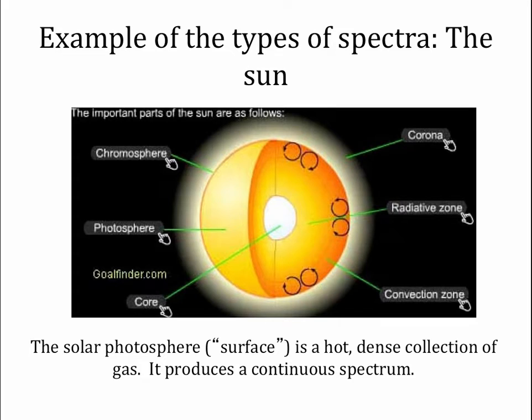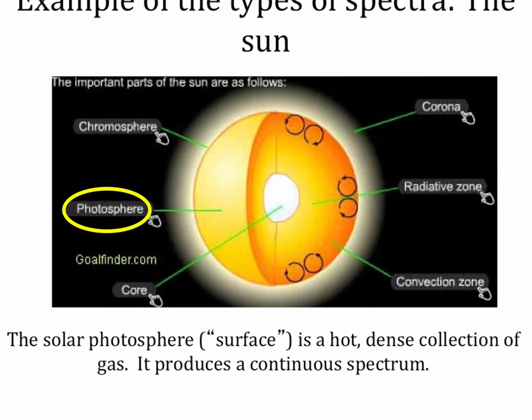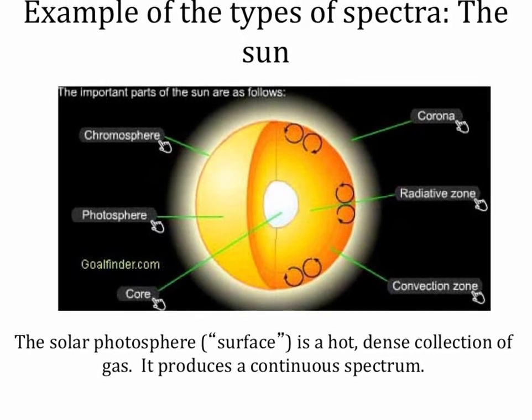The sun provides an example of all three types of spectrum. Here's a diagram of the sun. Let's not worry about most of the sun yet. We will talk about the sun in a couple of weeks. But the important part of the sun for our purposes is the photosphere. The photosphere is the top layer of the sun, and we often can think of it like the surface of the sun. And the photosphere of the sun is a very hot, very dense plasma. And so you would expect that it should produce a continuous spectrum, and in fact it does.